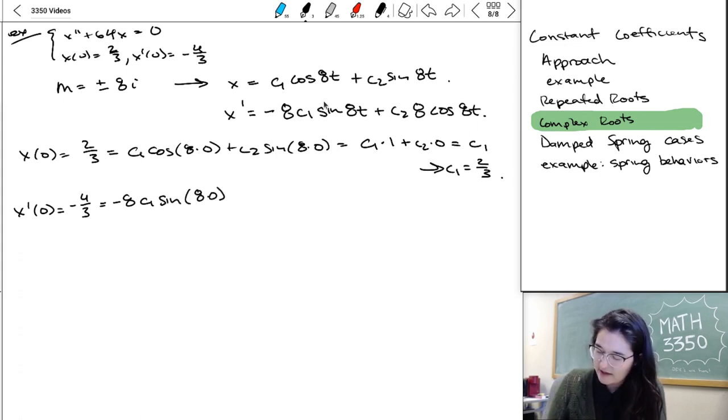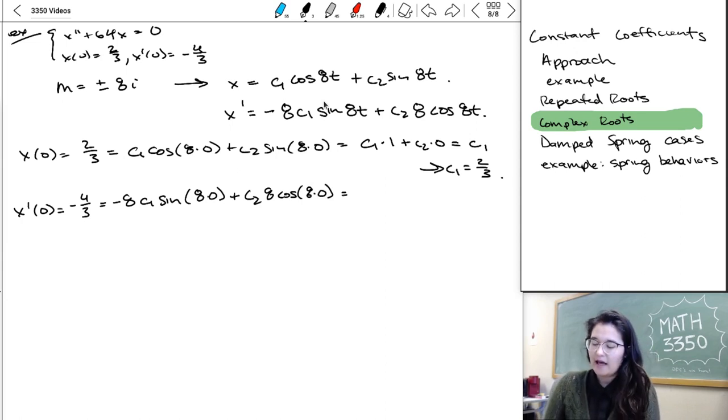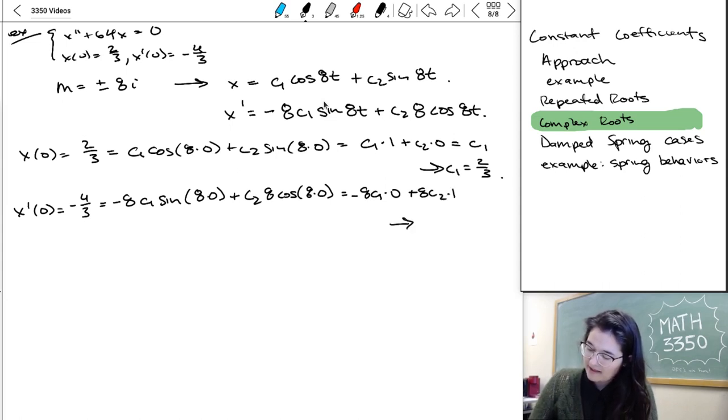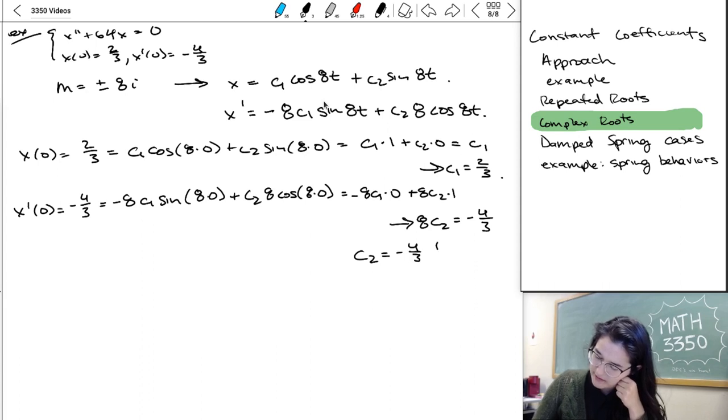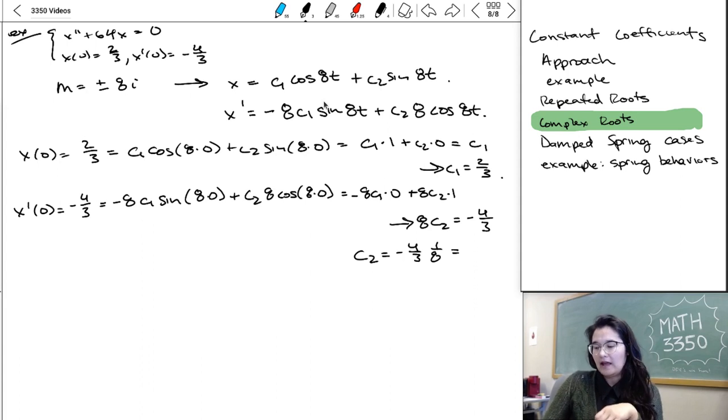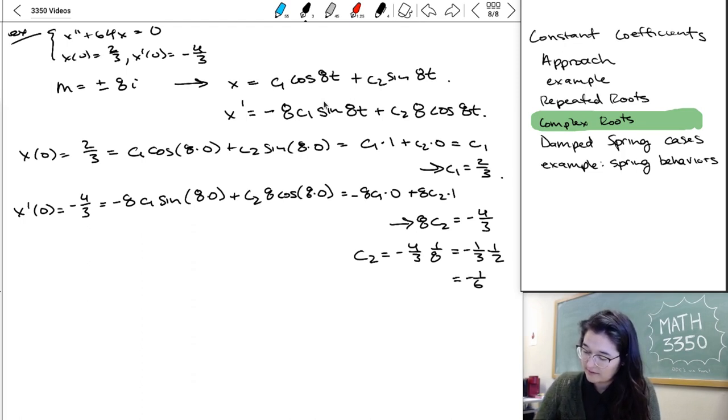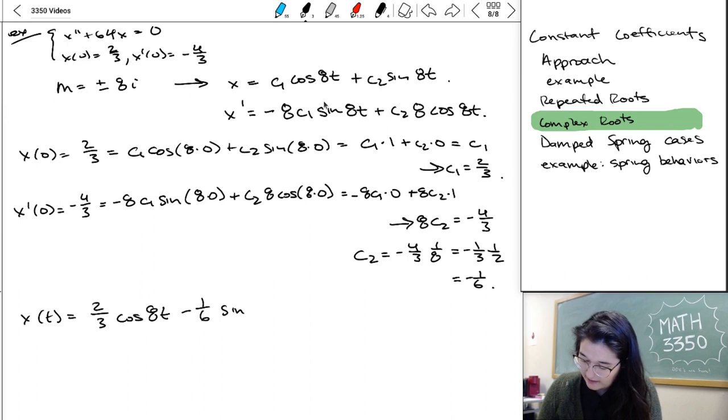So in that case, I've got minus 8 c1 sine of 8 times 0 plus c2 8 cosine of 8 times 0. And again, sine is 0, cosine is 1, so we're just going to get minus 8 c1 times 0 plus 8 c2 times 1. So in this case, I've got 8 c2 is equal to minus 4/3, or c2 is minus 4/3 times 1/8, and the 4 and the 8 cancel, so we've got minus 1/3 times 1/2, or c2 is equal to negative 1/6. So then our x of t is going to be, just plugging in the c's, 2/3 cosine 8t minus 1/6 sine 8t.